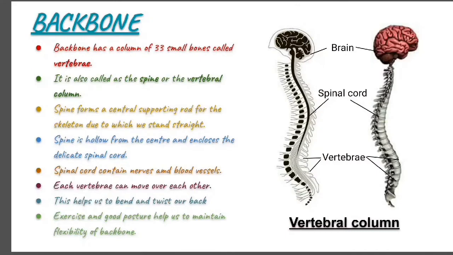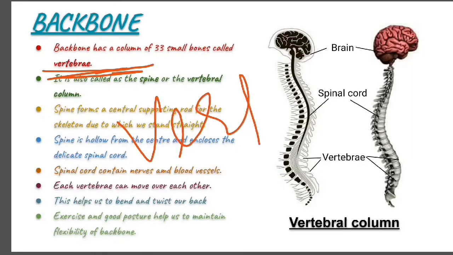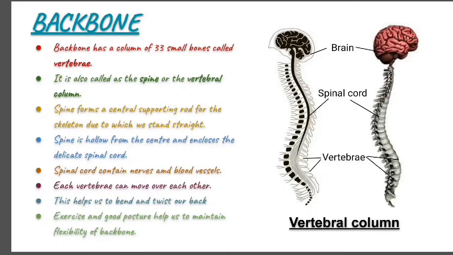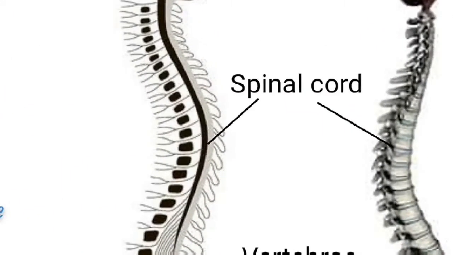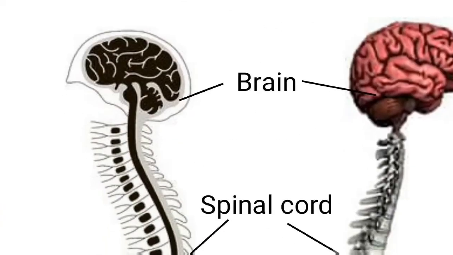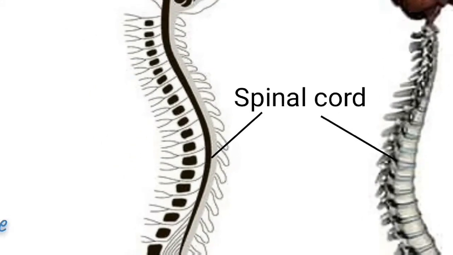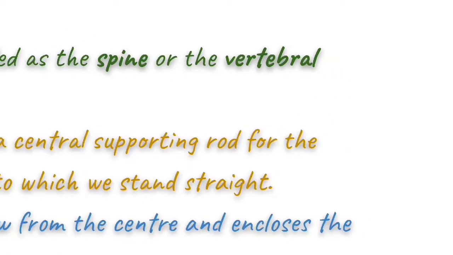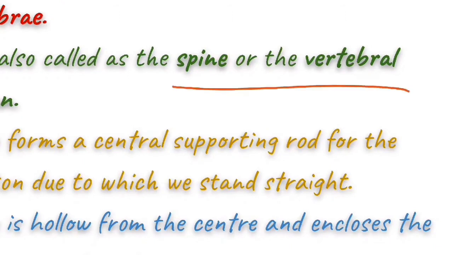These small bones we call vertebrae. It is also called the spine or the vertebral column. Now what is the vertebral column? Let's have a close look here, where the spinal cord is written. This spinal cord exists inside the spine. So this is the spine and the vertebral column.